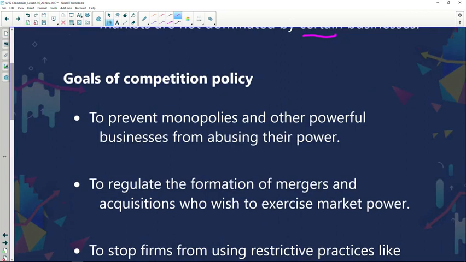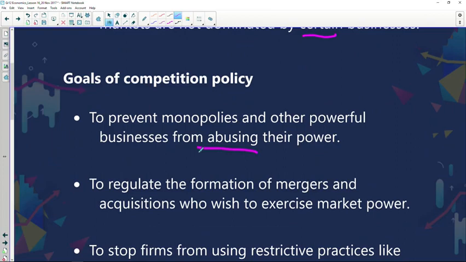So we're going to look at some of the goals of the competition policy. So the first one that we come across is to prevent the monopolies and other powerful businesses from abusing their power. Okay, so it's important because on our previous lesson, we did look at the monopoly structure when we were looking at the market structures. And then we said in a monopoly, you have one business or firm that sells a unique product that has no substitutes. So you don't have a choice but to use their services or to use their product.